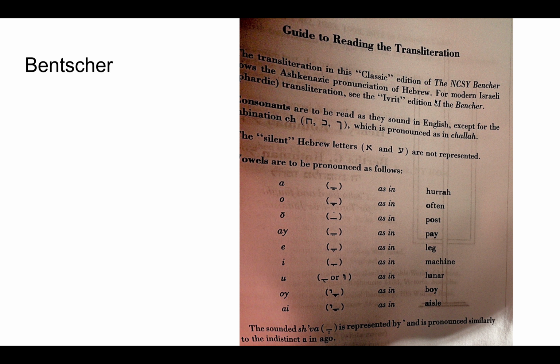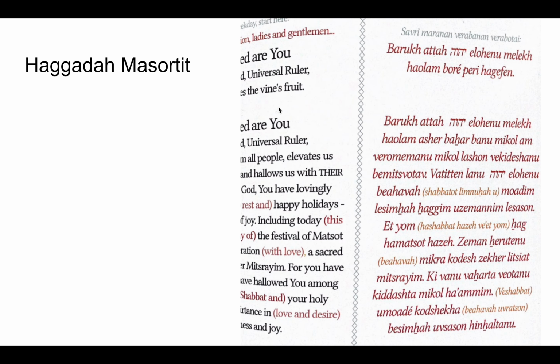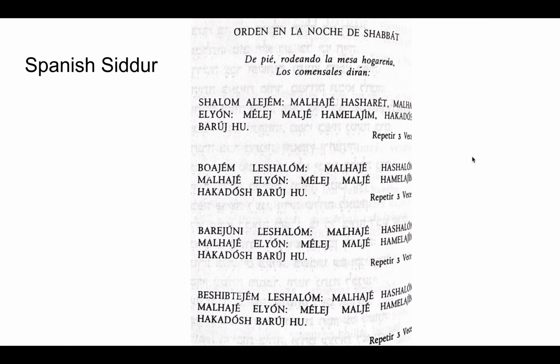Sorry about the scan here; it's a little weird, but this is a bencher, something you would use for Friday night Shabbat dinner for the Birkat Hamazon. This is transliterated in traditional Ashkenazi pronunciation. And here is a traditional Sephardic pronunciation, transliteration from the De Sola Pool Siddur of the Spanish and Portuguese synagogue in New York City. Here's another one from Haggadah Masotit, which is a new Haggadah for Passover. Here is a Spanish transliteration.